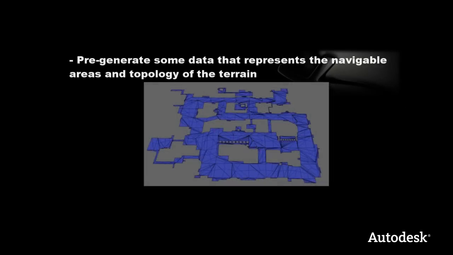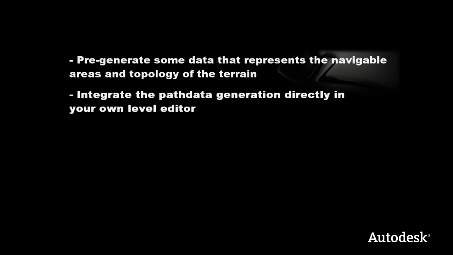Before you can use Kynapse at runtime, you first have to pre-generate some data that represents the navigable areas and topology of the terrain, called path data. You can generate this data by integrating the Kynapse API directly into your own level editor, or by using an interactive visual tool called the Kynapse Lab, which we'll show in this demo.